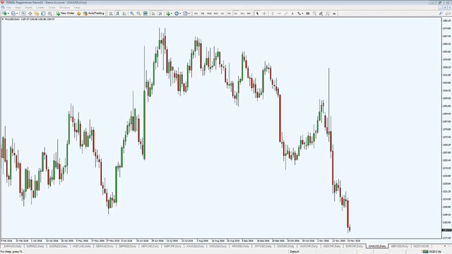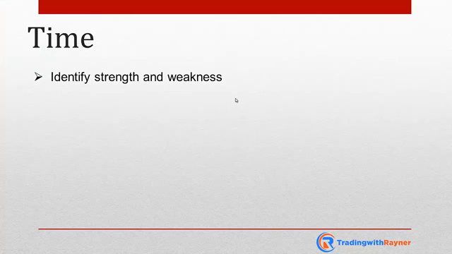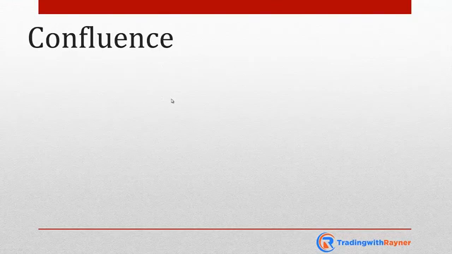Okay, so moving on. Now that you understand how to identify strength and weakness, I want to talk about confluence. Confluence is a very important concept. It doesn't matter whether you are trading forex candlestick patterns, the RSI oscillator, moving averages, etc. You want to have confluence whenever you're trading.